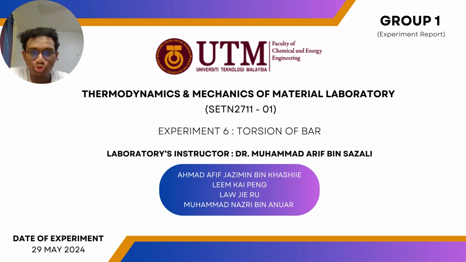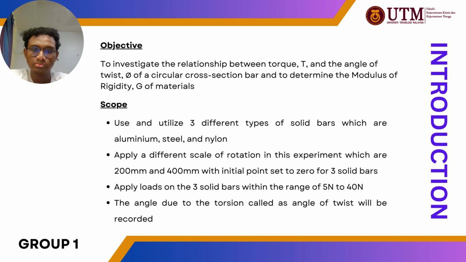So today we are going to present our experiment, which is torsion of bar. The first part is introduction. The objective of this experiment is to investigate the relationship between torque and the angle of twist of a circular cross-section bar and to determine the modulus of rigidity of materials.